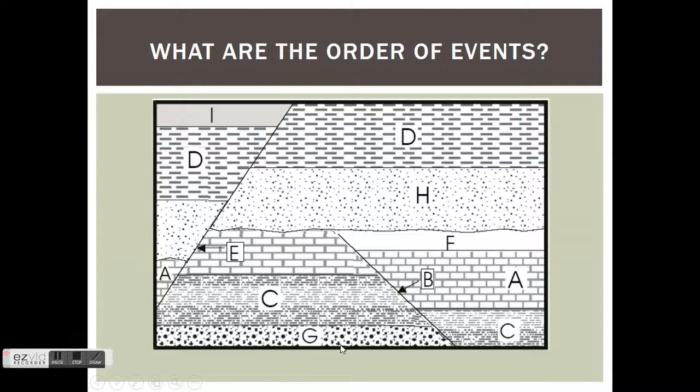So let's do a harder one like this one. Again, we always start at the bottom, and we're going to work our way up. So we've got G, C, E, and F. And we can see that the fault line B breaks through all of those layers, so that one's got to be next. And after layer F, we've got H, D, and I, and then we know that the fault line E had to come very last because it breaks through everything.